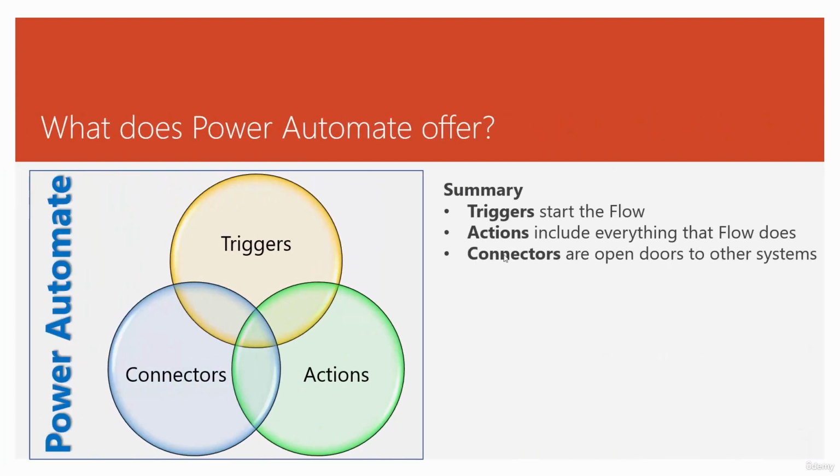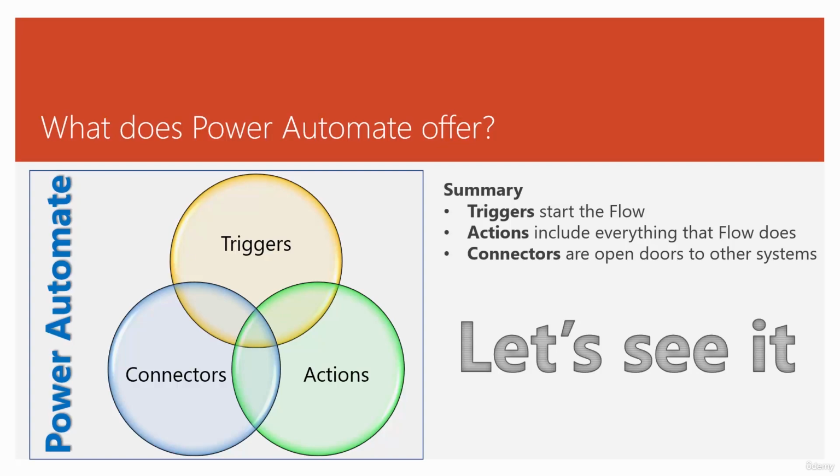Now let's summarize. Triggers start the flow. Actions, they do everything that the flow is supposed to do. And connectors are the open doors from our workflow to the other systems. Now let's see it in action.